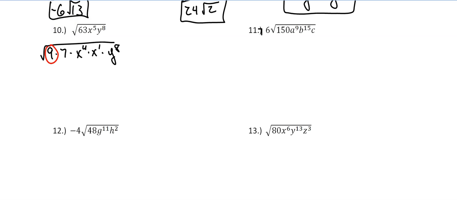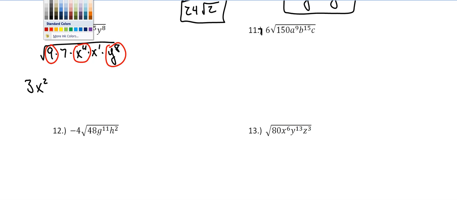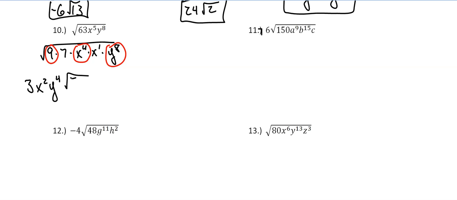So now I take the square root of 9. That's a 3. Let me write it down. I take the square root of this guy. When I do that, I divide the exponent by 2, so that's an x to the 2nd. This next variable, same thing. I divide the exponent by 2, so that's y to the 4th. And then trapped is the 7 and the x. Okay, so remember, the rule is when I'm taking the square root, I divide the exponent.